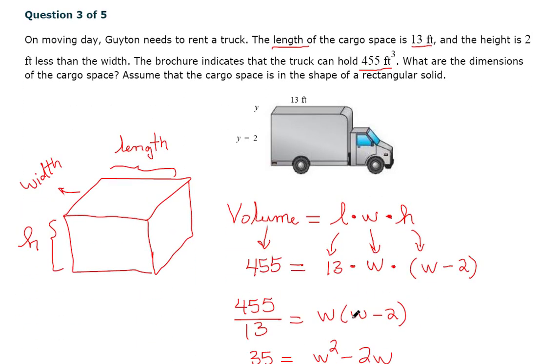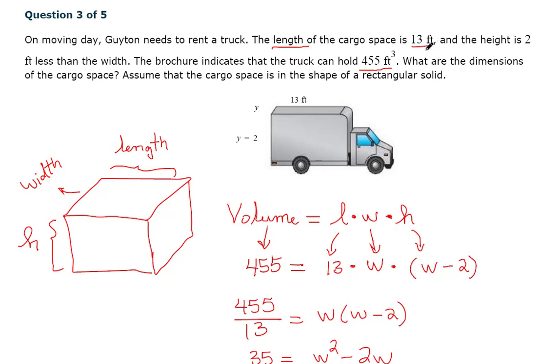All right, in question 3, we have a truck. We have the space in the back of the truck, which is modeled in this way. It has a height, it has a width, and it has a length. And the volume of this truck is length times width times height. Well, let's see, I need a volume. Where in this problem? Oh, the brochure indicates the truck can hold 455 cubic feet. As soon as you see cubic feet, you know they're giving you a volume. So there's the volume.